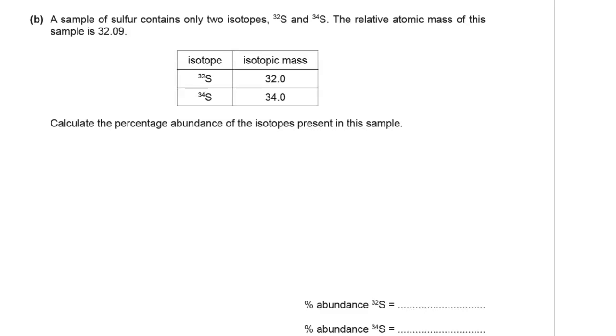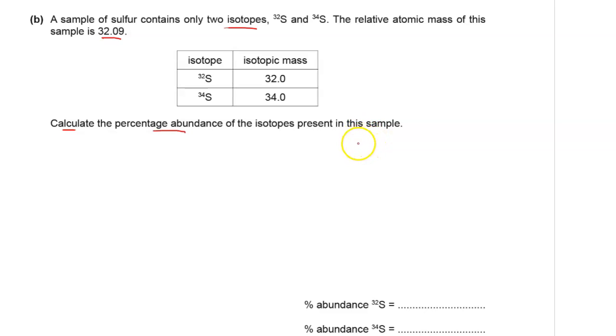B. A sample of sulfur contains only 2 isotopes. Isotopes are atoms of the same element with different atomic mass. So it's sulfur 32 and sulfur 34. The relative atomic mass of this sample is 32.09, right? We are given the isotopes here and the isotopic masses right there. We are supposed to calculate the percentage abundance of the isotopes present in this sample.